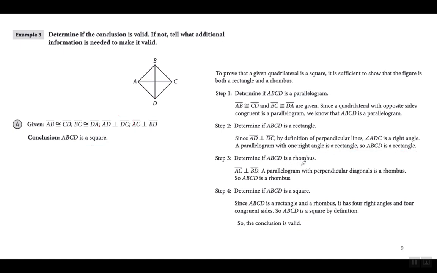Step 3, determine if ABCD is a rhombus. All right, since AC is perpendicular to BD, that's this part right here.